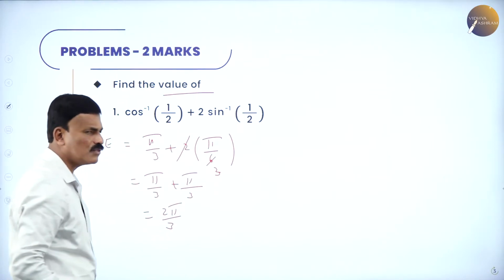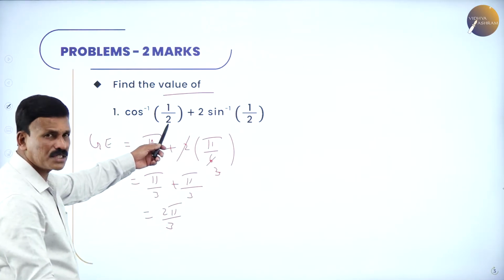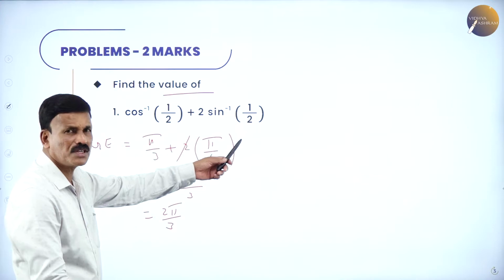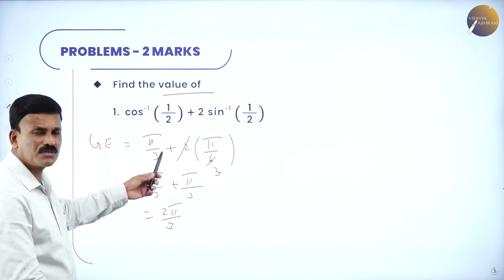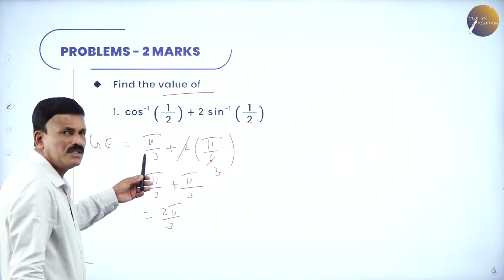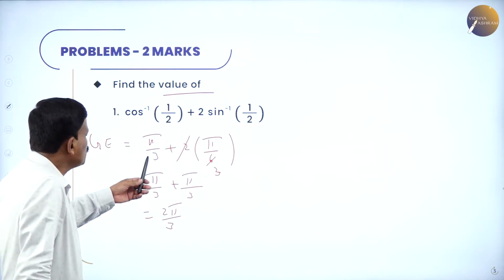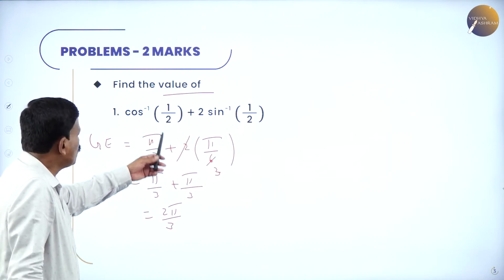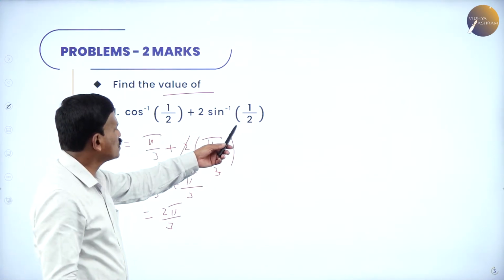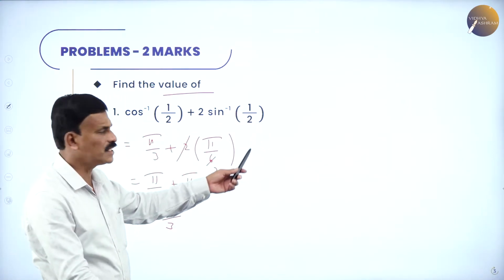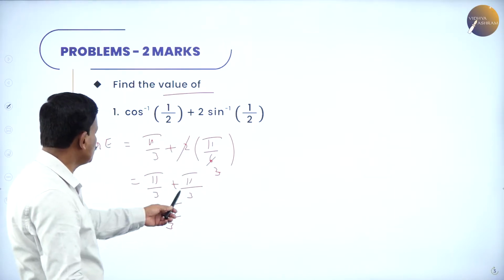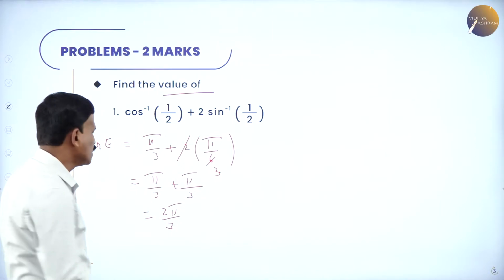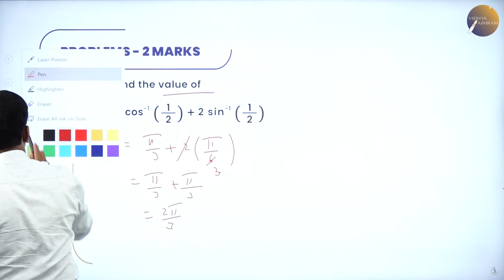See here, cos inverse of 1 by 2 plus 2 sine inverse 1 by 2. Cos inverse 1 by 2 means cos of pi by 3. Pi by 3 means 60. Cos 60 is equal to 1 by 2, plus sine inverse of sine 30 degree. Sine 30 is nothing but pi by 6. So, the 3s get cancelled, pi by 3 plus pi by 3 is 2 pi by 3. This is the direct method.